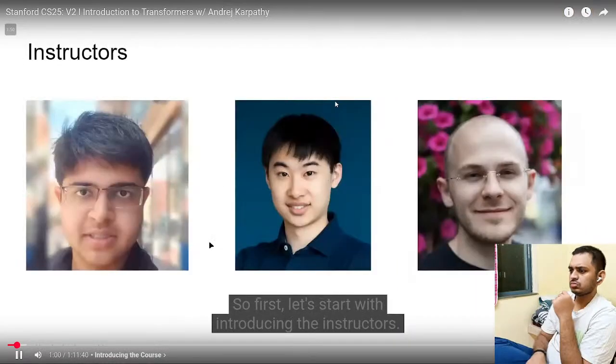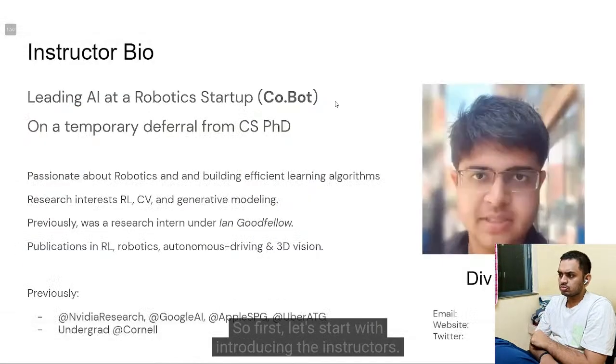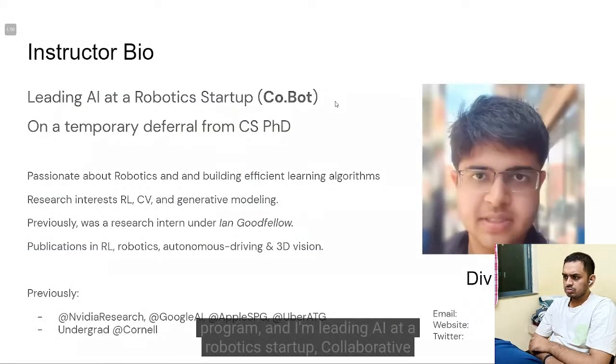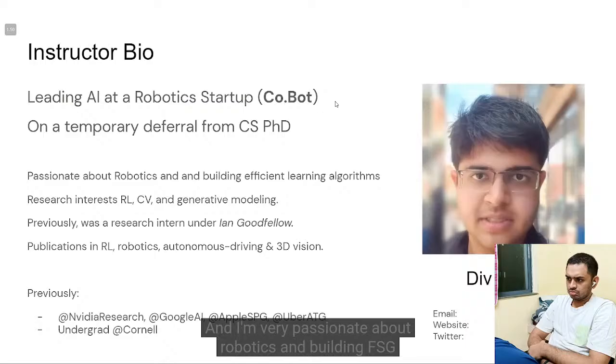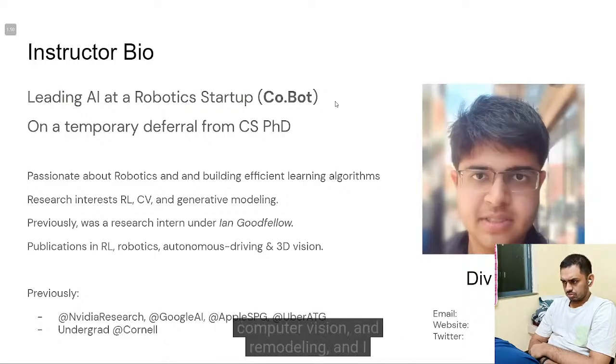So first, let's start with introducing the instructors. For me, I'm currently on a temporary deferral from the PhD program, and I'm leading AI at a robotics startup, Collaborative Robotics. We're working on some general purpose robots. I'm very passionate about robotics and building efficient learning algorithms. My research interests are in reinforcement learning, computer vision, and modeling, and I have a bunch of publications in robotics, autonomous driving, and other areas. My undergrad was at Cornell. Nice to meet you.